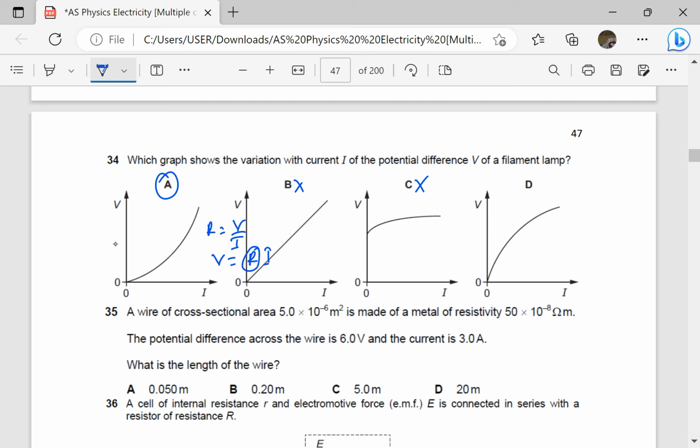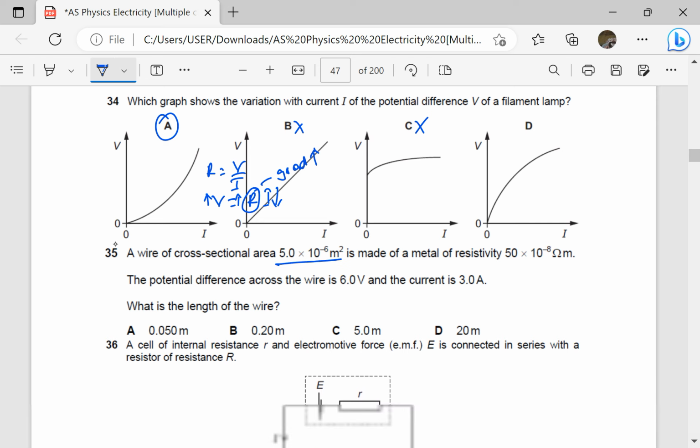Note that R is going to be the gradient. So as V increases, when temperatures increase, the current is also increasing. But when temperatures increase, the current is going to decrease. And if the current decreases when V is increasing, it means the resistance must be increasing, which means the gradient increases. So the gradient is going to be increasing because the change in I is going to be decreasing.